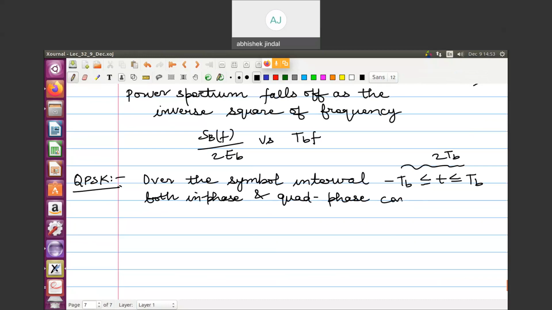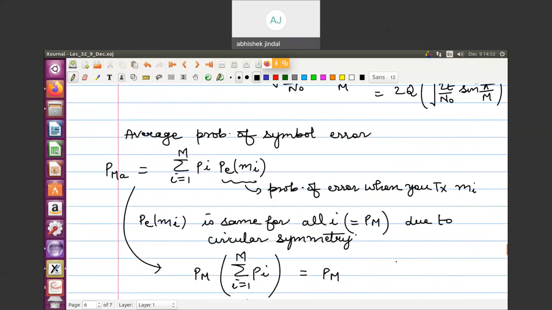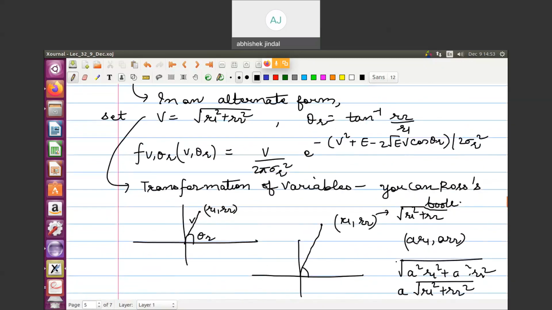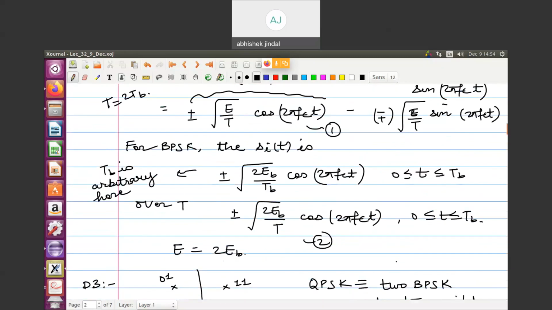and take plus g(t) or minus g(t), where g(t) is, otherwise. Okay, this we have seen. Let me just show it to you how you get this. Let us go back or go up in our notes. Yeah, here I think I did.